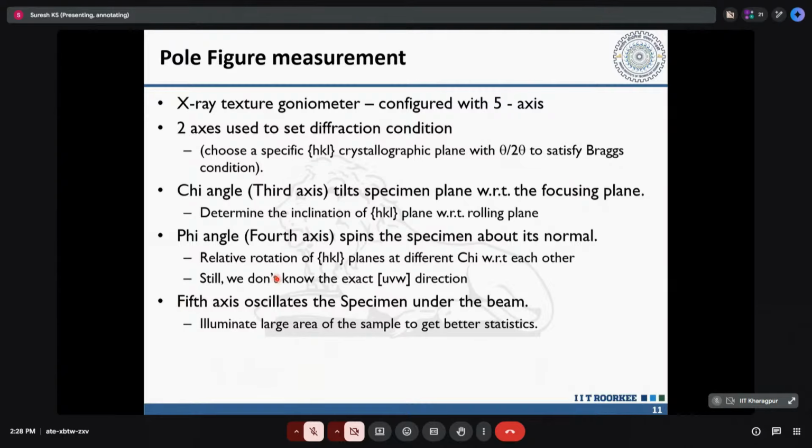So when you have a larger grain size, in terms of hundreds of microns or larger, you need to bring a larger number of grains to cover the required area on the sample. This may not be possible with the largest opening in front of the X-ray source. So along the X and Y axes, one can oscillate the sample so that more and more grains can be brought into the Bragg diffraction condition.